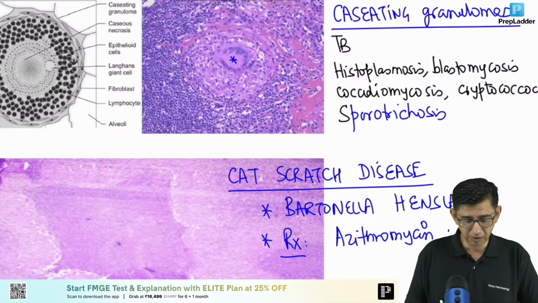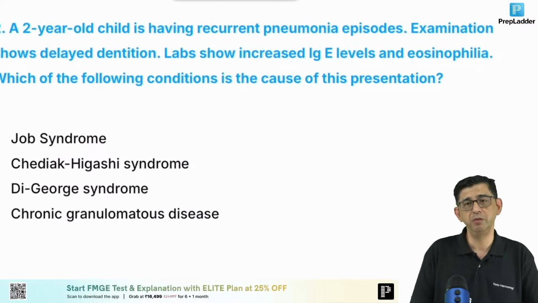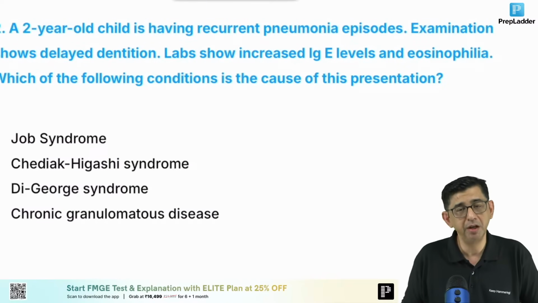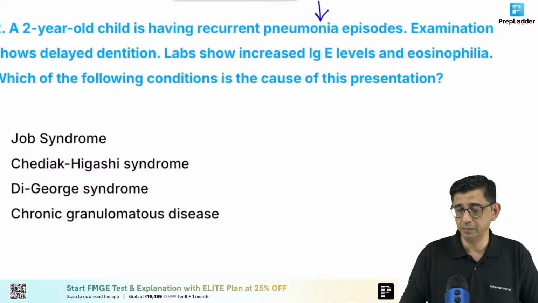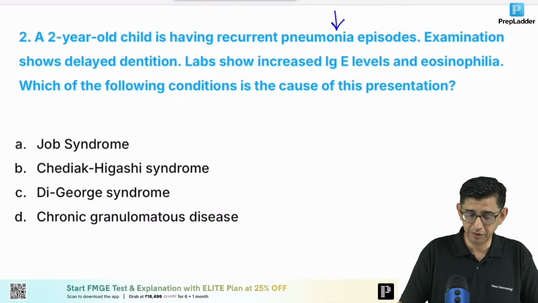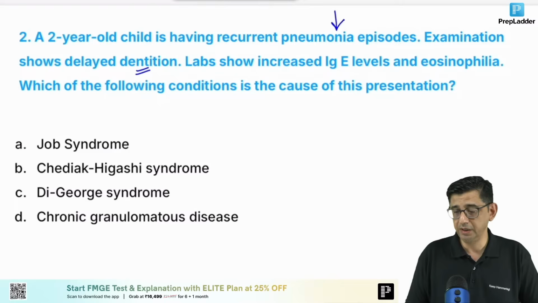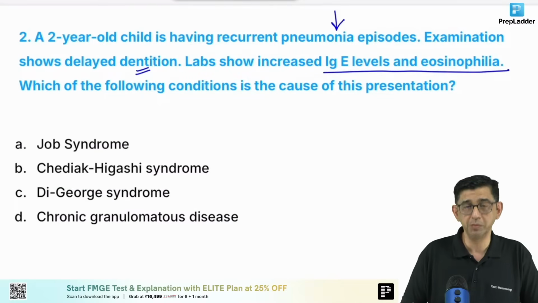So the correct answer for the first question that we have discussed is presentation of Reed-Sternberg cells of Hodgkin's lymphoma, and we move on to the second question for today. We have a 2-year-old child who's having recurrent pneumonia episodes. A lot of questions in the paper begin with recurrent pneumonia episodes. And then there is a mention of delayed dentition, which is present in this case. And he says that the patient is also having elevated immunoglobulin E levels and eosinophils present.